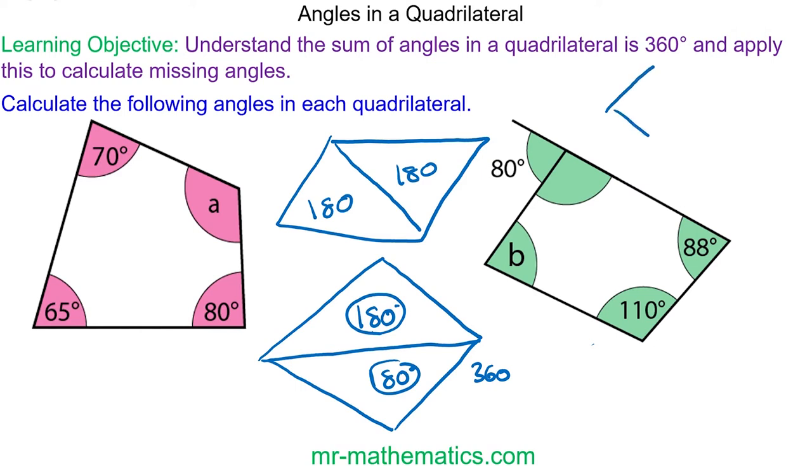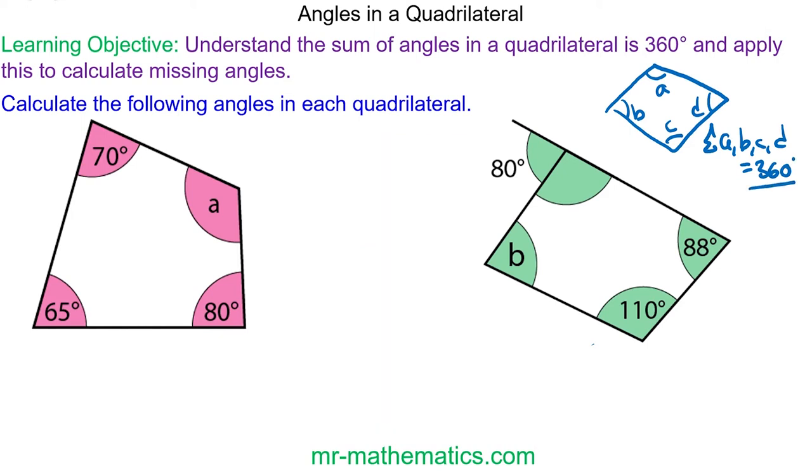So angles in a quadrilateral, A, B, C, and D, the sum of A, B, C, and D is equal to 360 degrees. So we're going to apply this fact to calculate angle A.